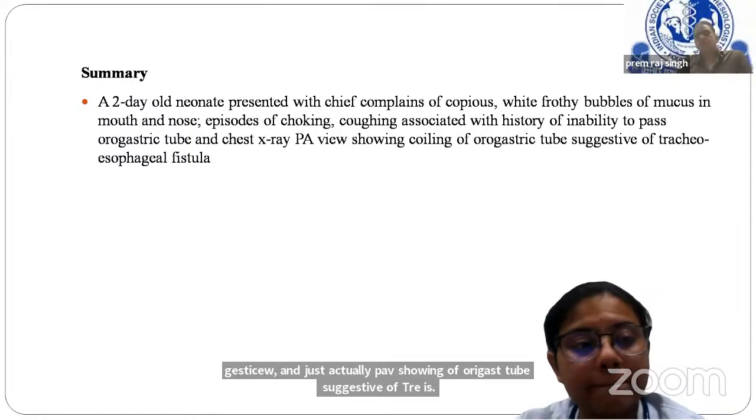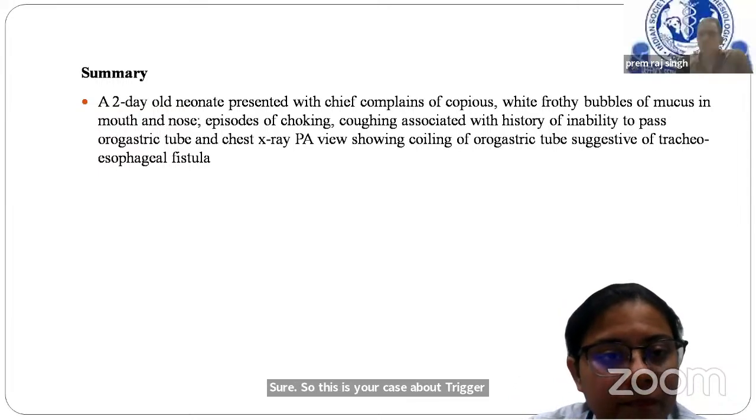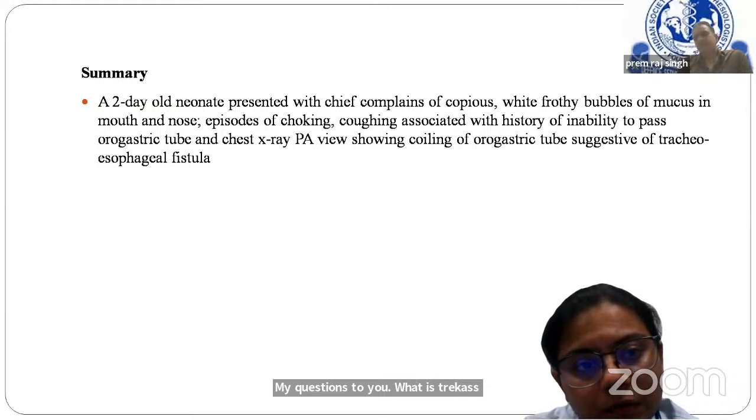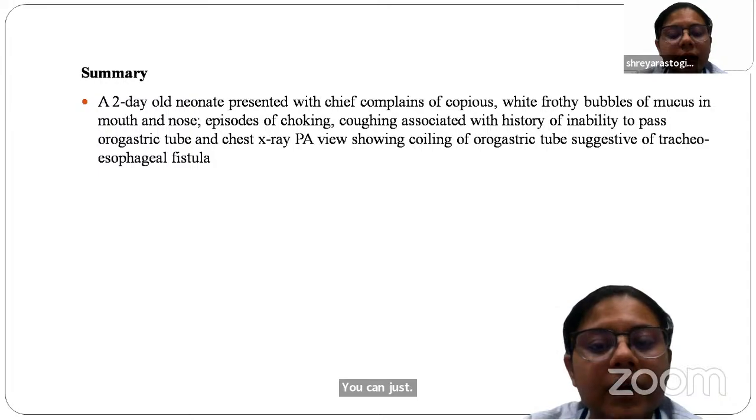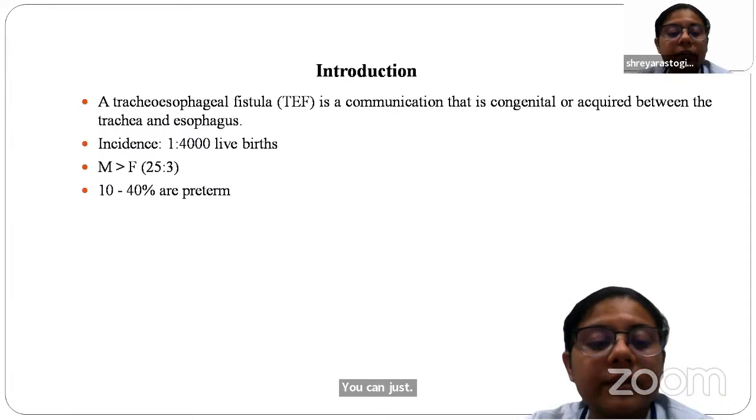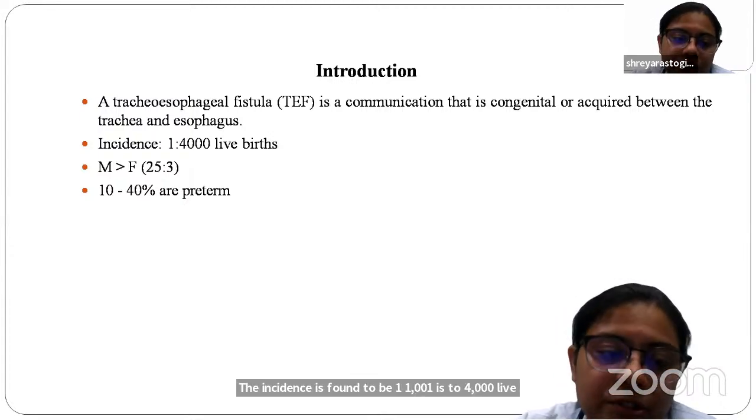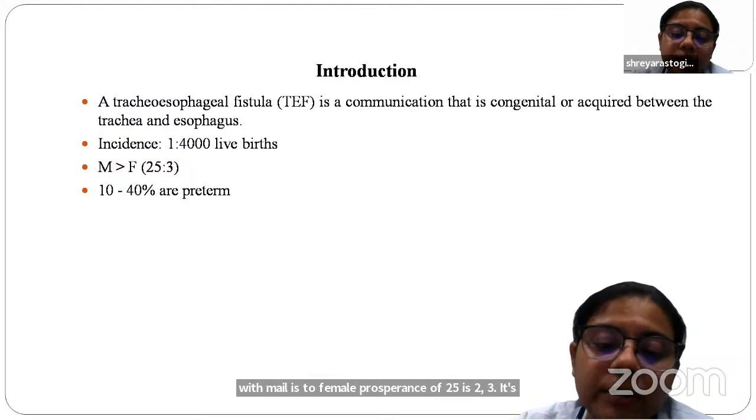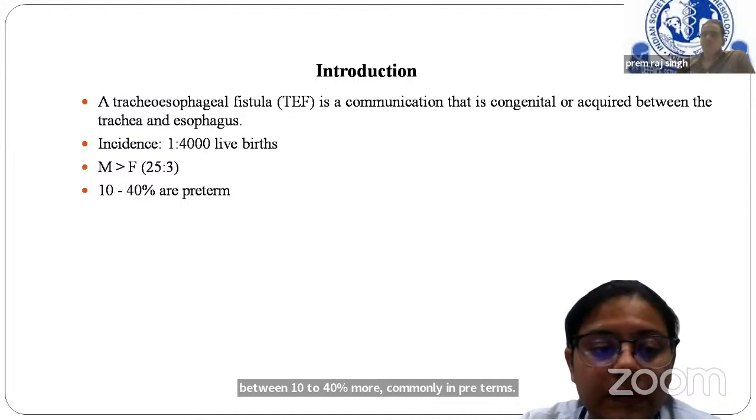Okay, Shreya. So this is a case about tracheoesophageal fistula. My questions to you: what is tracheoesophageal fistula, and what is its incidence? So tracheoesophageal fistula is an abnormal connection between trachea and esophagus. The incidence is found to be 1 in 4,000 live births, with a male to female preponderance of 2.5 to 3. It is 10 to 40% more common in preterms. Okay, so it is more common in males compared to females.